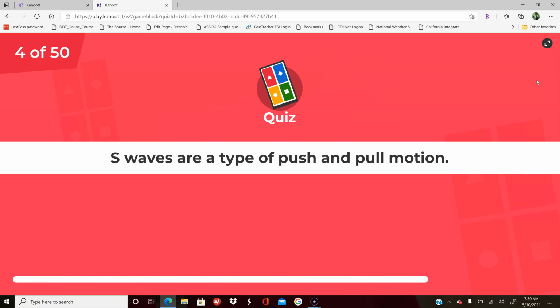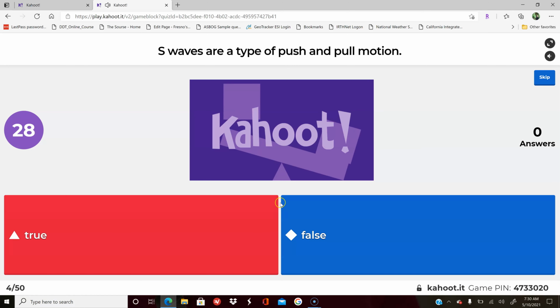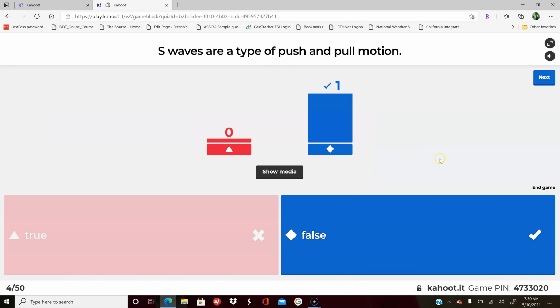S waves are a type of push-pull motion. Okay, this would be false. So S waves are the shear waves. They go back and forth, side to side like a snake. The push-pull are the P waves. So you can remember push-pull P. S waves are shear.